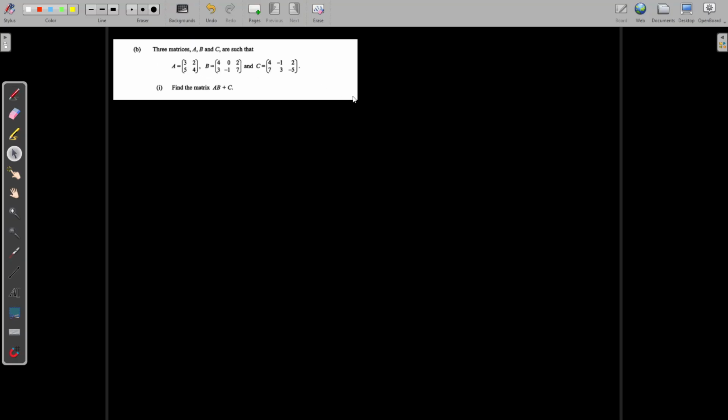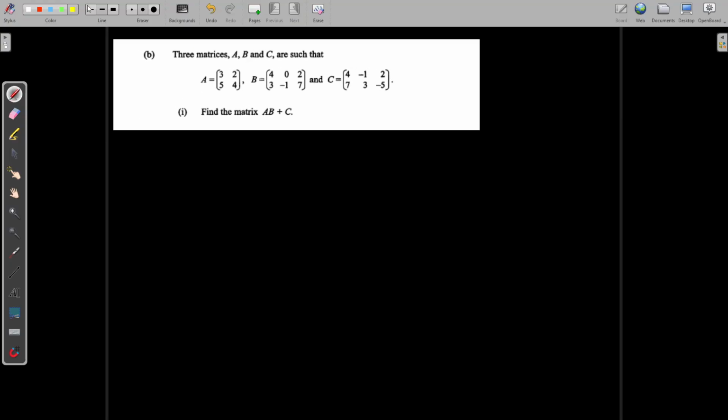So this is from the 2025 paper. Question 10. So it says, three matrices A, B, and C are such that, so they gave us three different matrices here. And firstly, we need to identify the order of these matrices. So whenever you're dealing with a matrix question, you must first try and identify the order before you do anything else. Matrix A is a 2 by 2 matrix. Matrix B, 2 by 3.